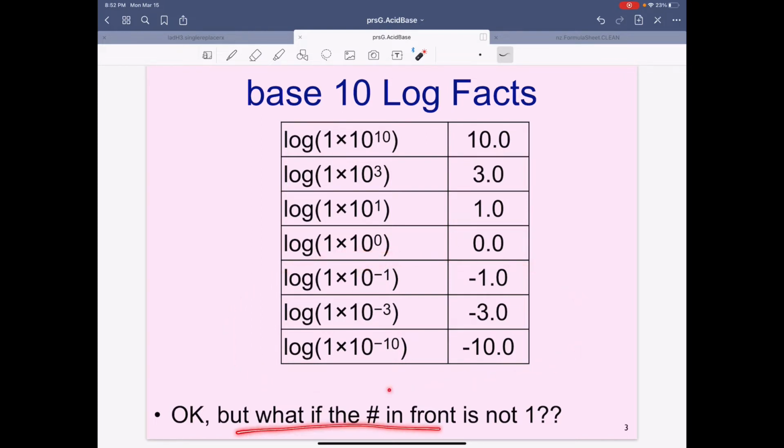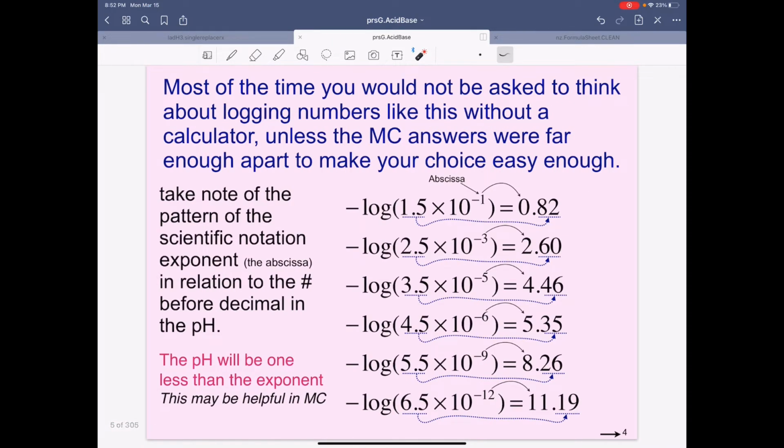Okay, but what if the number in front is not a 1? There's a lot on this slide, but let's take a look. Obviously, most of the time you will have your calculator, unless we're in a multiple choice question, and thankfully the answer options will be far enough apart to make our choice easy. Notice that the numbers out in front in the scientific notation cause the number after the decimal to change, and it's actually the times 10 to the minus that produces the number, the magnitude, in front of the decimal.